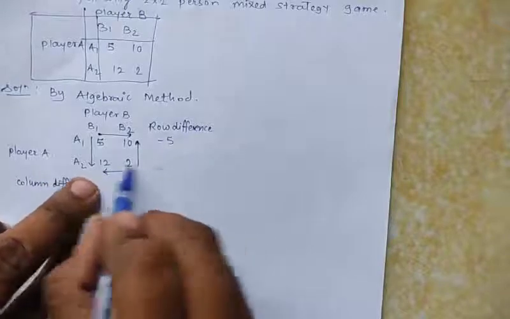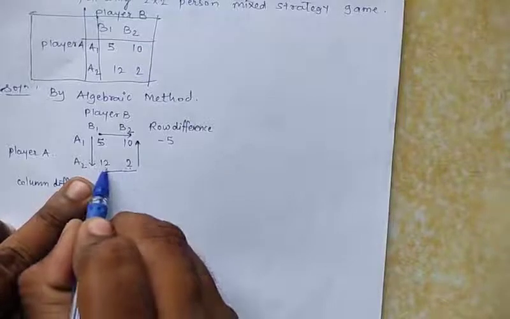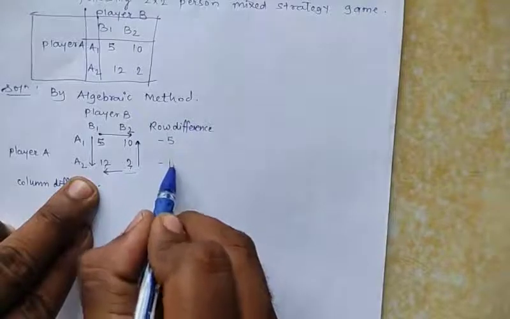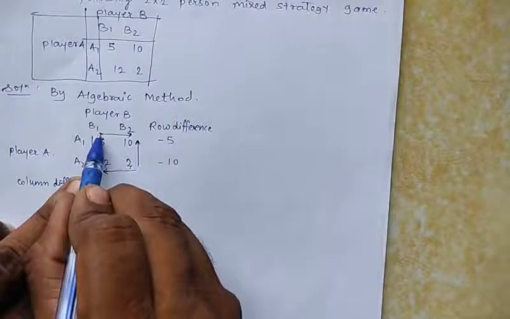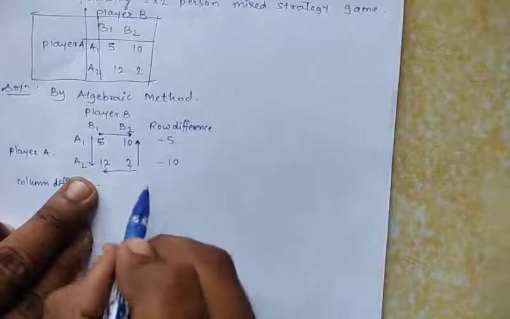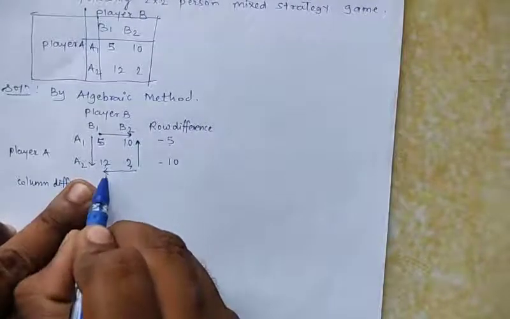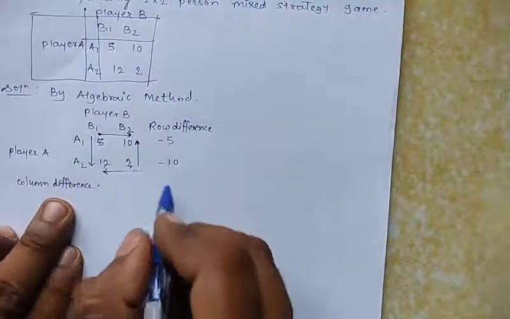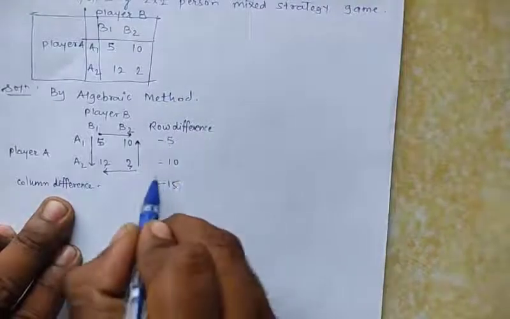Next, taking the difference of the second row, our starting point is 2 and the ending point is 12. So 2 minus 12 is minus 10. Here the starting point is this and the end point is this, so 5 minus 10 is minus 5. And looking at this arrow, the starting point is here and the ending point is here, so 2 minus 12 is minus 10. The addition of these will be minus 5 and minus 10, which is minus 15.